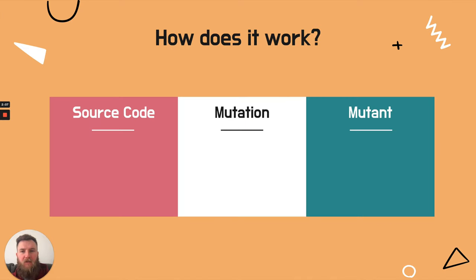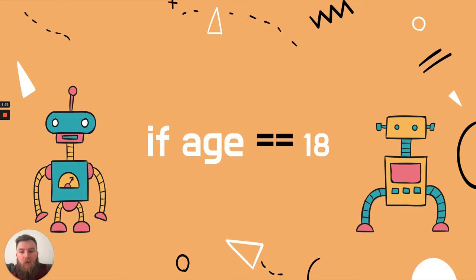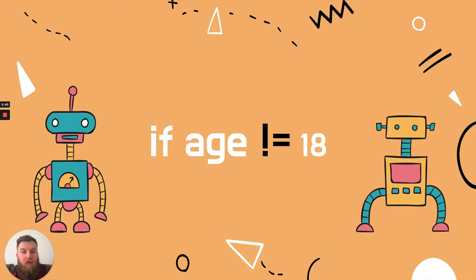So you're probably asking, how does it work? We essentially have our source code. In this case, we have a horse, and we're going to introduce a mutation, which is a duck head. And when you combine those two, you end up with a mutant. And an example of what this would be in a real life scenario from a code point of view would be if you had some logic which was checking if an age was equal to 18, essentially a mutation would be added to your source code where it would convert the equals to not equals. So this is an example of what a mutation could look like.